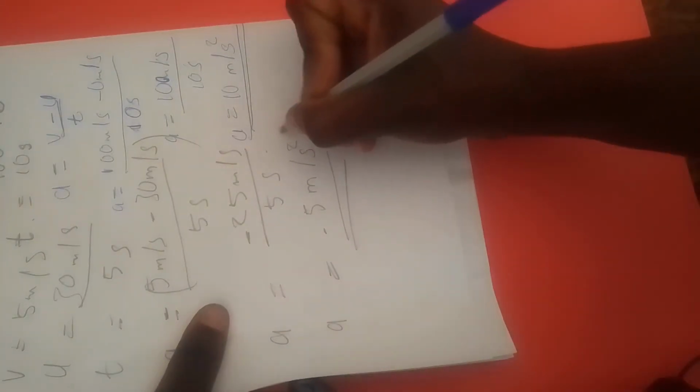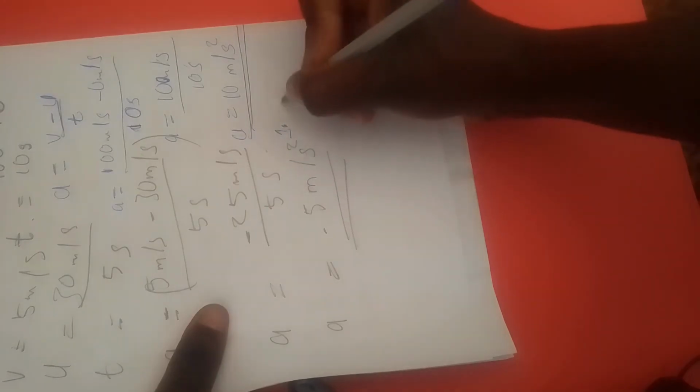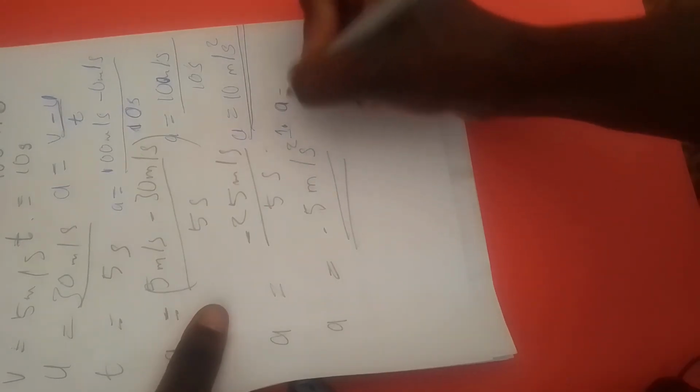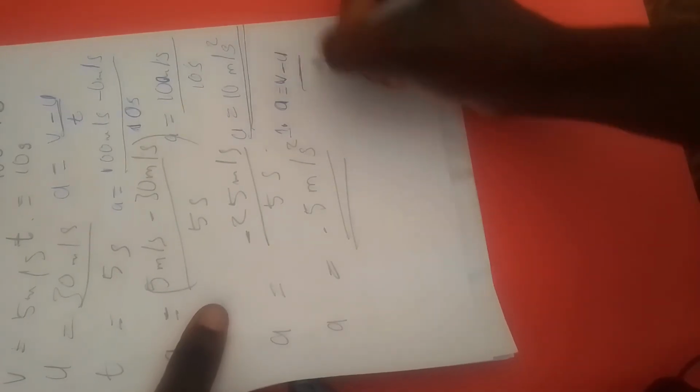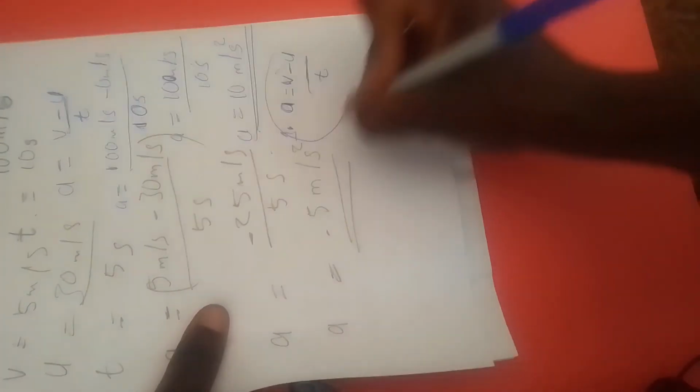Okay. Now we're moving on. So just to clarify, we've done two examples pertaining to this first equation, right? This is the first equation. We say a, acceleration, is equal to final velocity minus initial velocity over time t, and this is done. We are moving now to the second equation. Let me take a clean sheet.